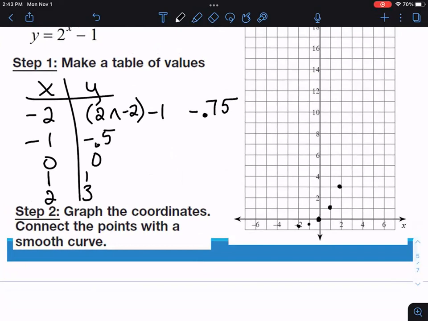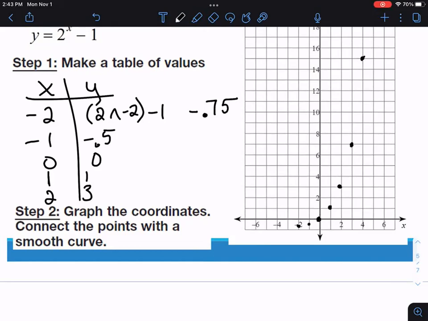If you wanted to keep going to get a more accurate graph, you could. You would get 3, 7 as the next point. 4, 15. Again, you could keep plugging in x values if you wanted. You could do the same way with -3, -4, -5. I always just pick these 5 because in general, they give me a good graph and I'm always consistent.